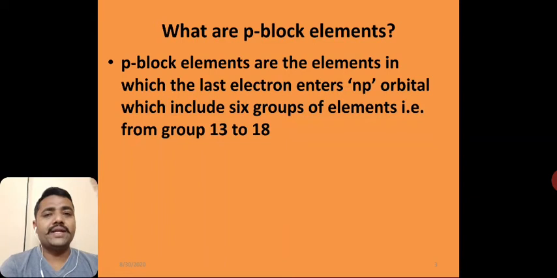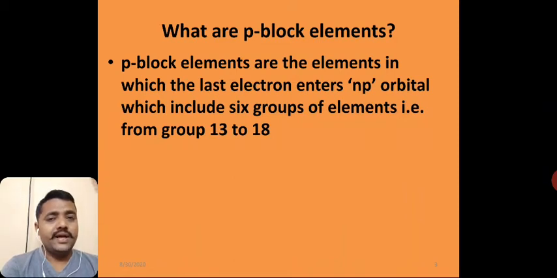What example can you take? You can take boron. Its atomic number is 5. Electron distribution is 1s2, 2s2, 2p1. The last electron enters the p orbitals. Therefore boron is a p block element. You can take another example, oxygen. Its atomic number is 8. You can write its electronic configuration as 1s2, 2s2, 2p4. The last electron enters the p orbitals. Therefore oxygen is a p block element.